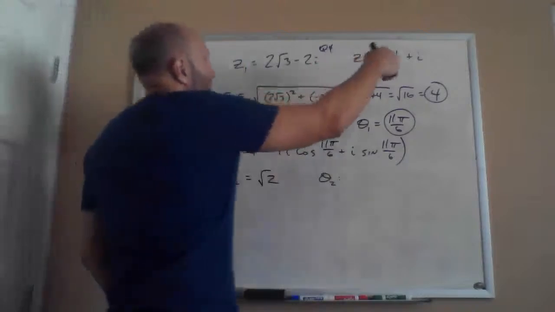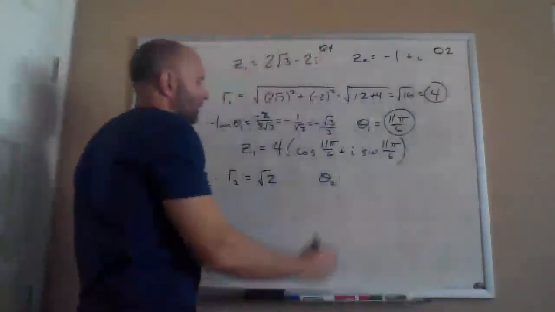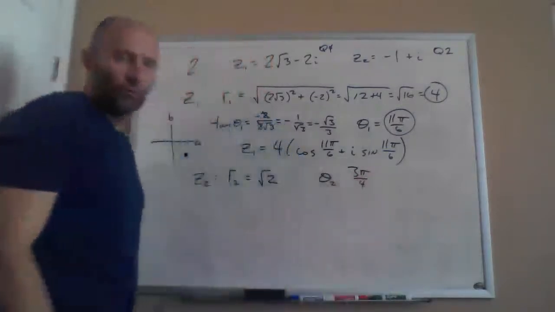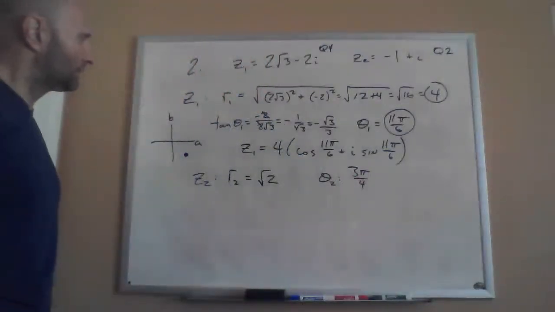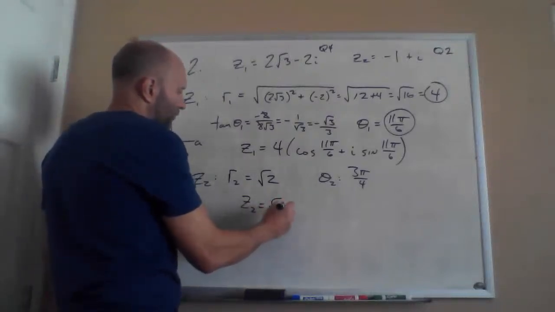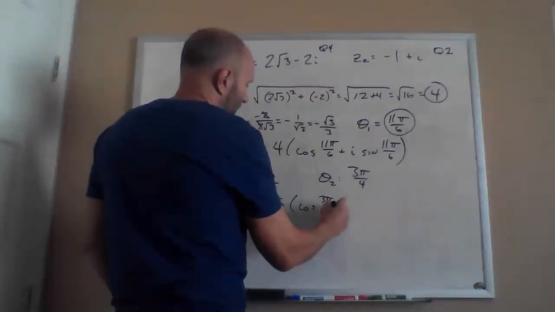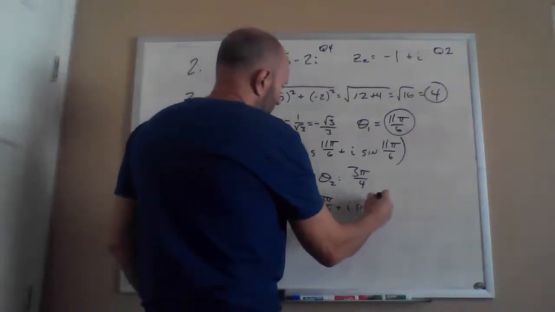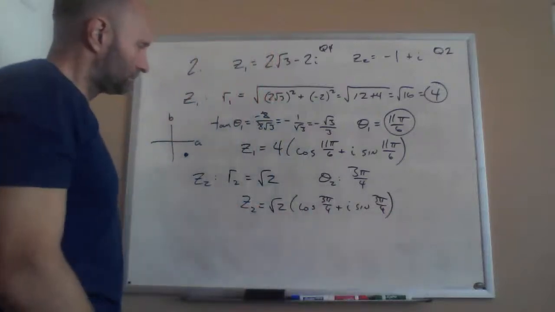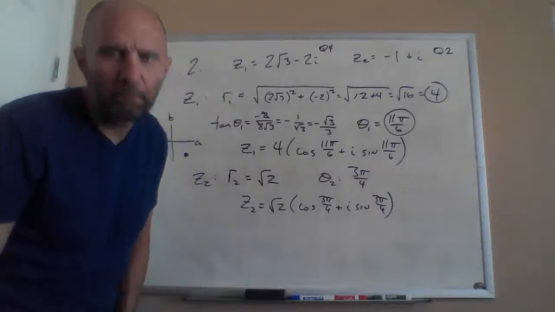so this is in which quadrant? A is negative, B is positive. So this is in quadrant 2. So our Theta 2 is going to be 3 pi over 4. So Z2 is root 2 times cosine of 3 pi over 4 plus I sine of 3 pi over 4. I think that's what Teresa had, right? Cosine. Yep, exactly.